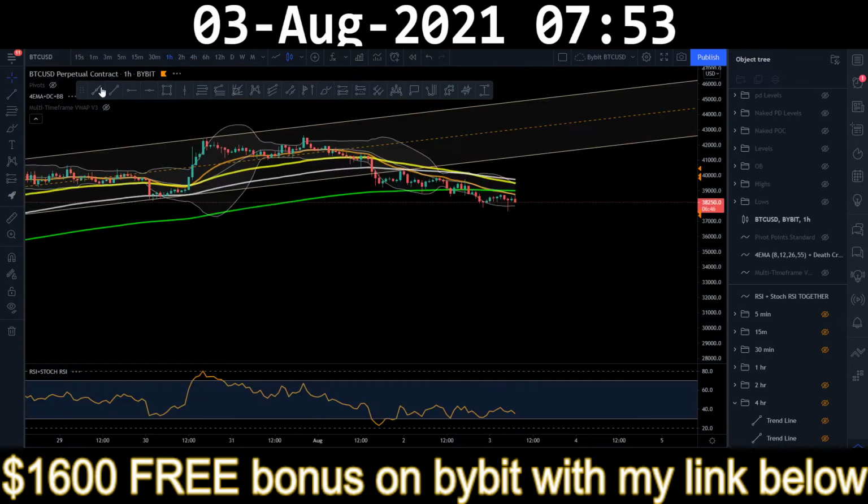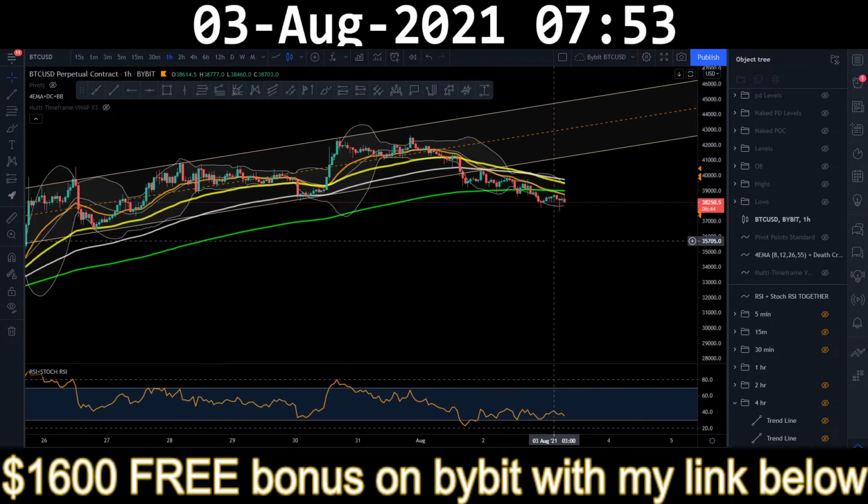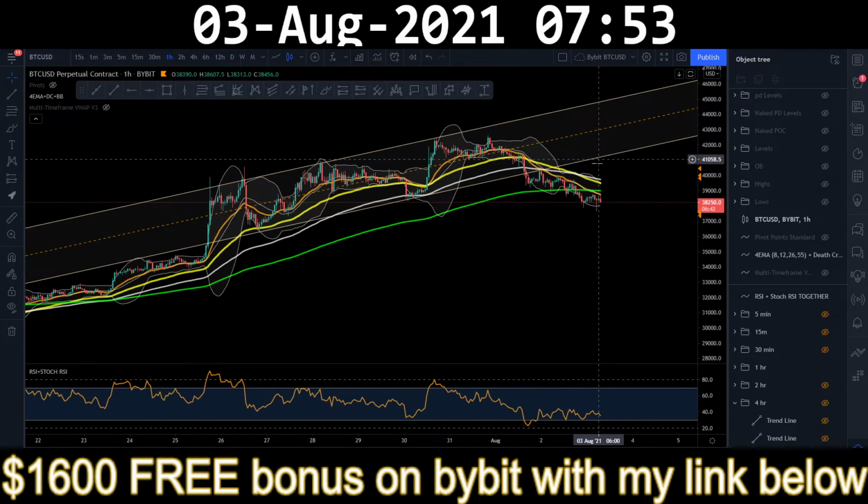1 hour, let's do it. The 1 hour, things are looking bearish. They are switching bearish. We're closing below all the EMAs. It is possible that maybe in a couple of days, August 4th, August 5th, we could end up switching full-blown bearish as far as the EMAs go on the 1 hour.